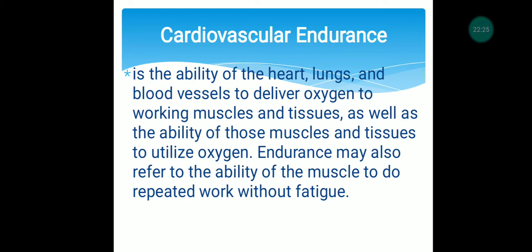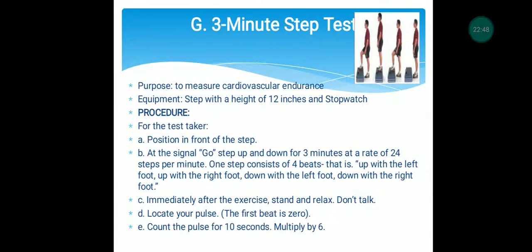So let's have cardiovascular endurance. It is the ability of the heart, lungs, and blood vessels to deliver oxygen to working muscles and tissues, as well as the ability of those muscles and tissues to utilize oxygen. Endurance may also refer to the ability of the muscles to do repeated work without fatigue. So these are the best exercises for cardiovascular improvement.